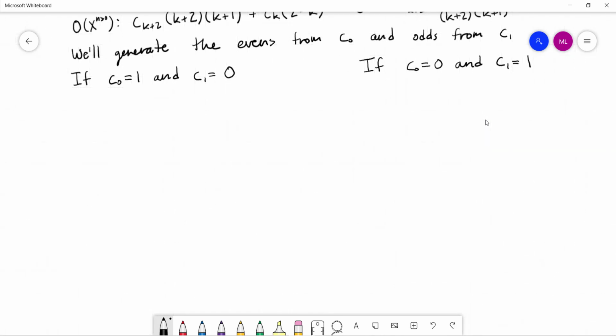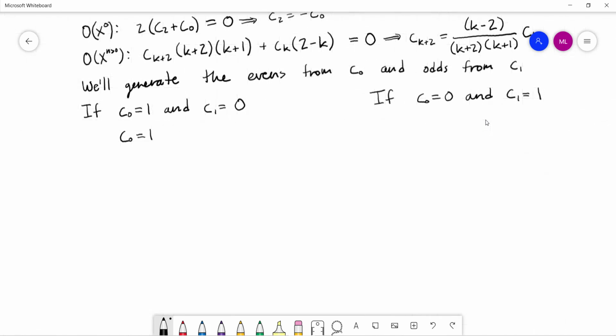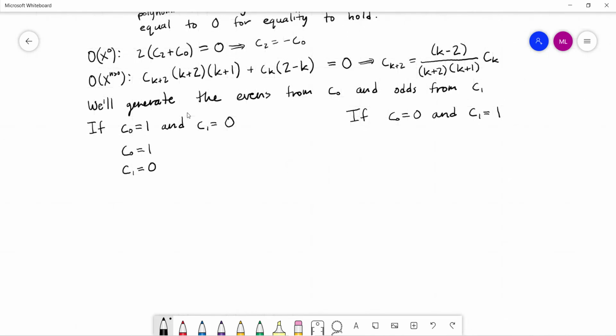Okay, so let's start with C0 equals 1. If I know that C0 equals 1 and that C1 equals 0, so I'm just starting with these two assumptions, the next thing I'm going to be able to get is C2. But what is C2 going to be? Well, I'll plug in C0, and we can even use this one here. C2 is just going to be the negative of C0, so it's going to be negative 1. I know that right off the bat, but we could also get it by plugging into this one.